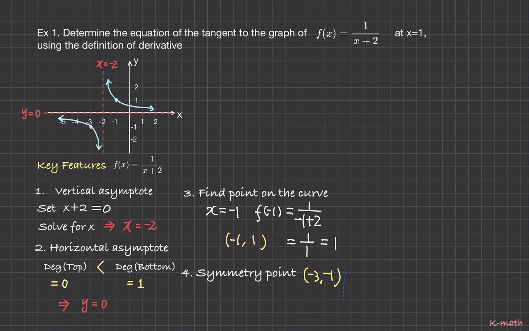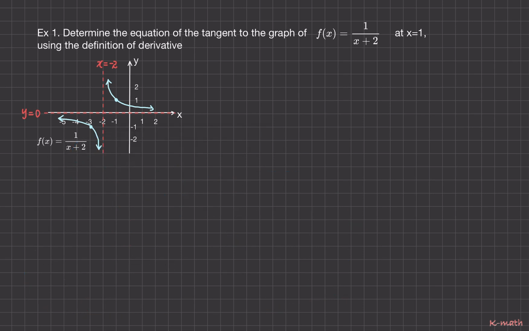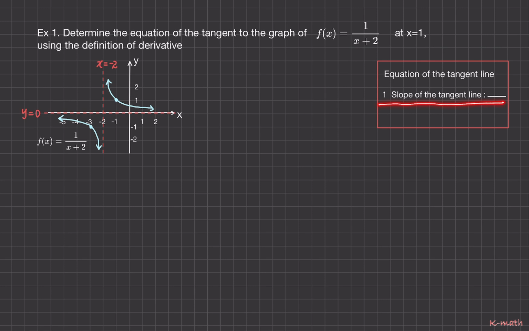Alright, now that the graph is done, let's focus on the actual question. What we want to do is find the equation of the tangent line at x equals 1. To do that, we need two things. First, the slope of the tangent line. Second, the point of tangency. Let's start with the point of tangency.